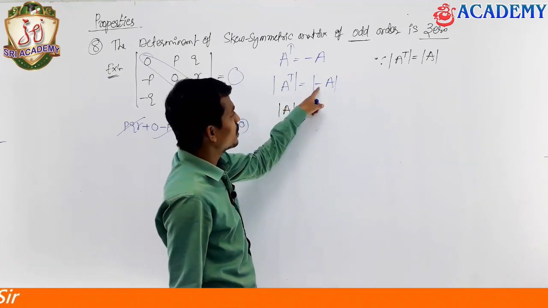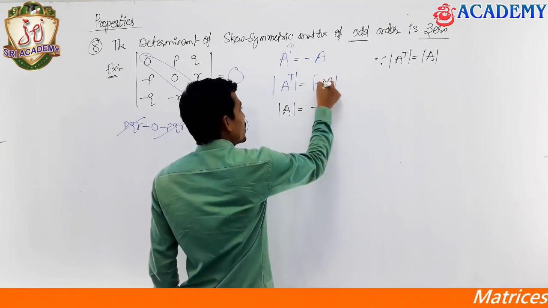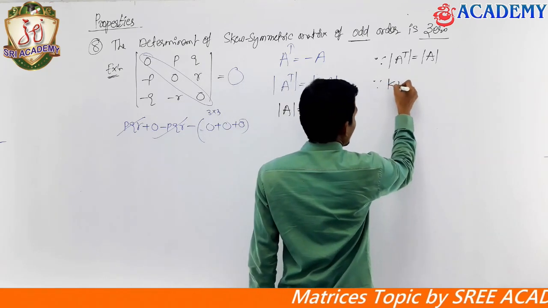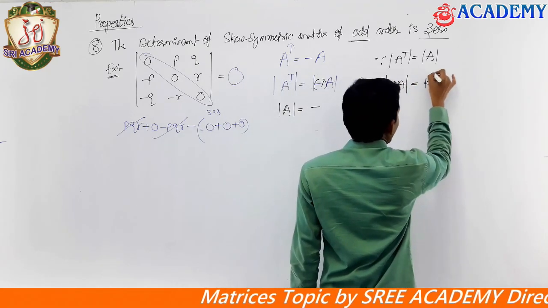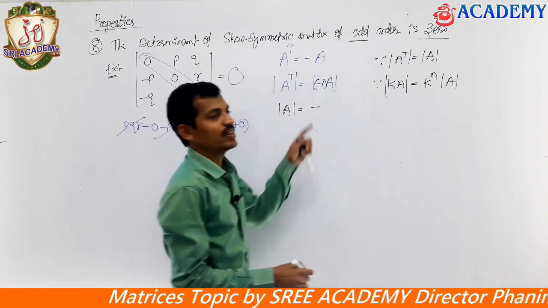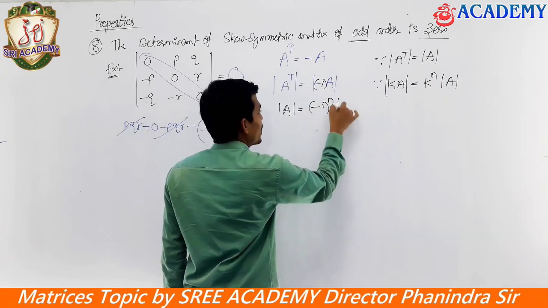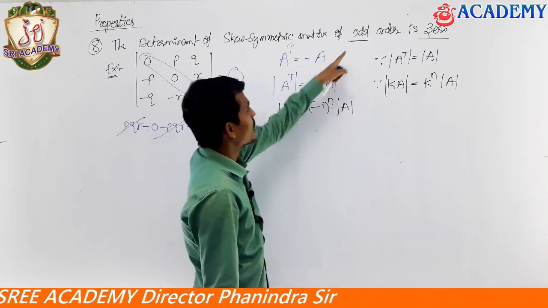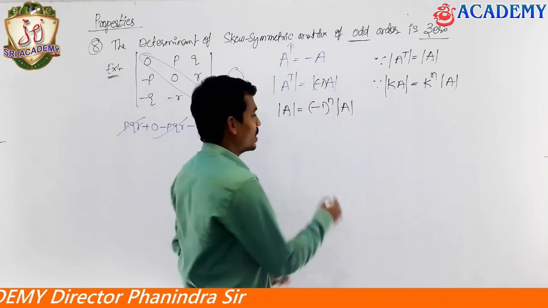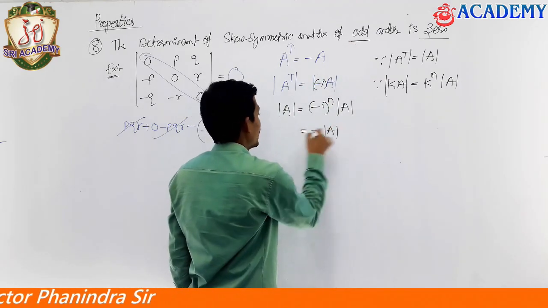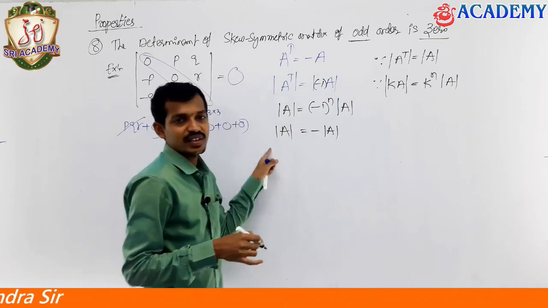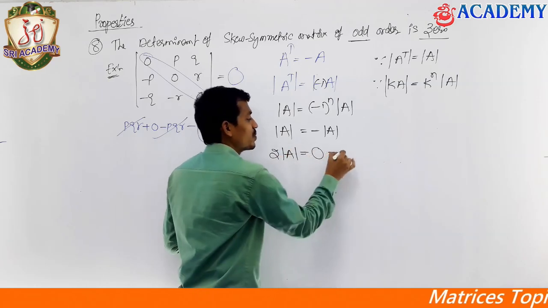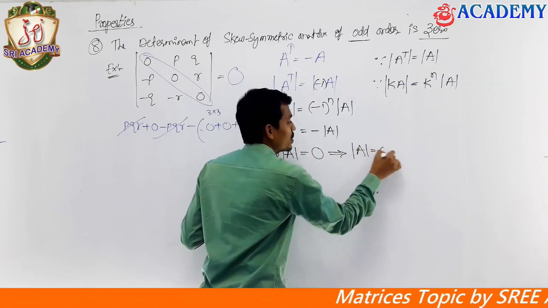Determinant of minus A is nothing but minus 1 into A. Determinant of Ka equals what? K power n into determinant of A. Here k equals minus 1, so minus 1 to the power of n into determinant of A. Now see, n is what? Odd. Minus 1 to the power of an odd number is always minus, so determinant of A equals minus determinant of A. If we take this side, it becomes plus, that is 2 determinant of A equals 0. From here, simply, determinant of A equals 0. This is the proof.